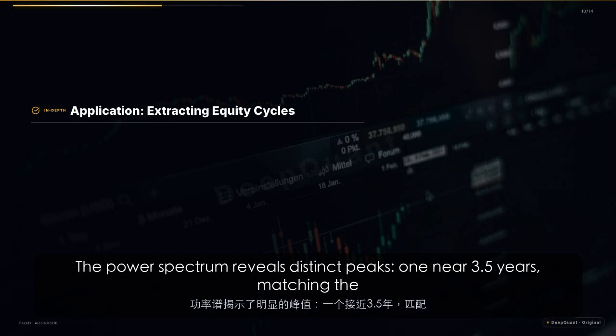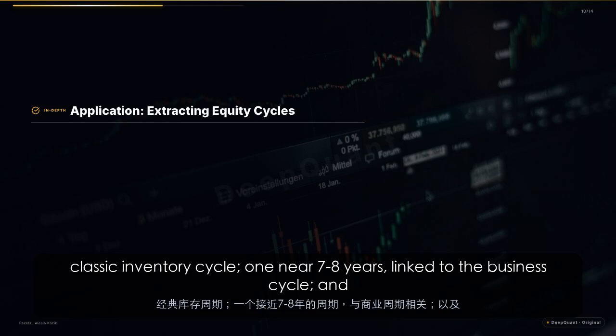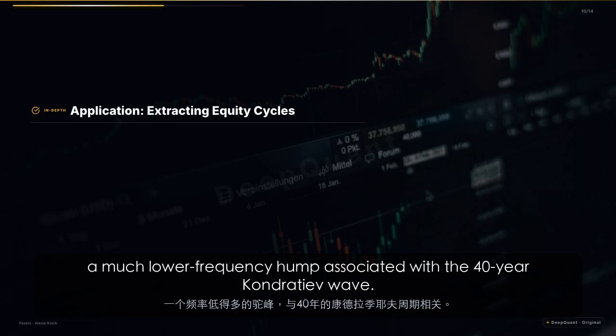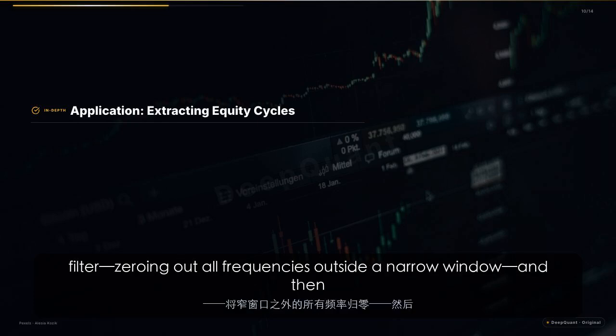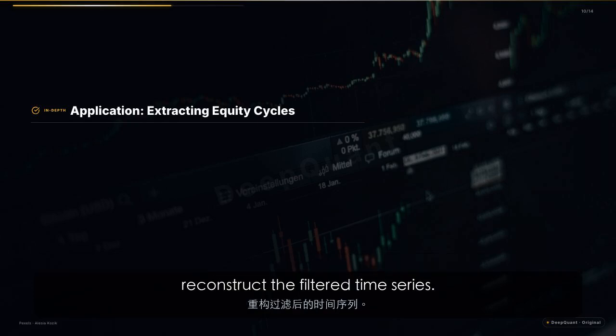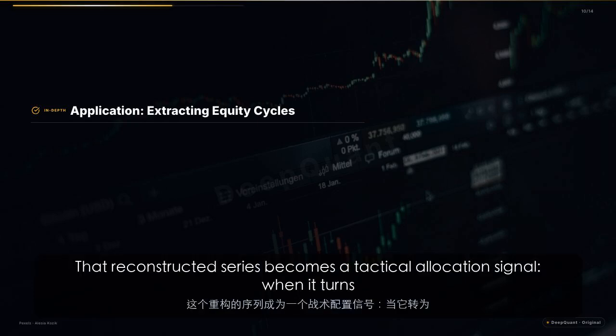The power spectrum reveals distinct peaks: one near 3.5 years, matching the classic inventory cycle, one near 7 to 8 years, linked to the business cycle, and a much lower frequency hump associated with the 40-year Kondratiev wave. A systematic strategy can isolate the 3.5-year component via a bandpass filter, zeroing out all frequencies outside a narrow window, and then reconstruct the filtered time series.